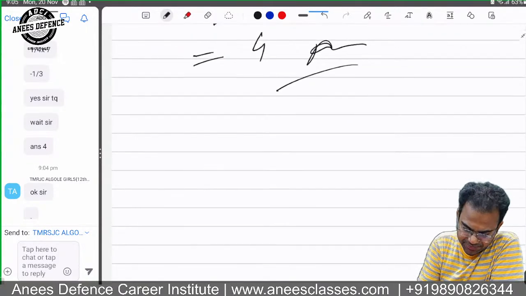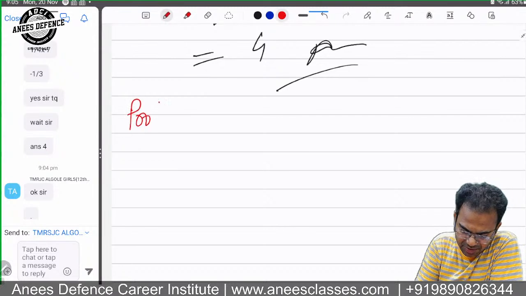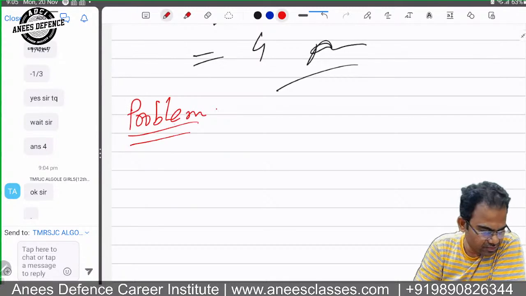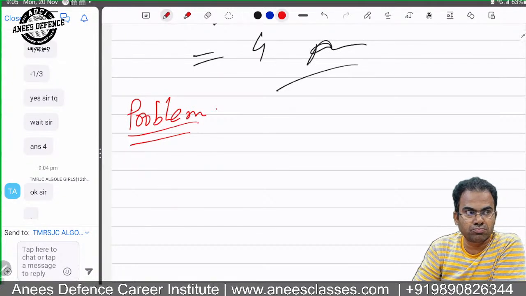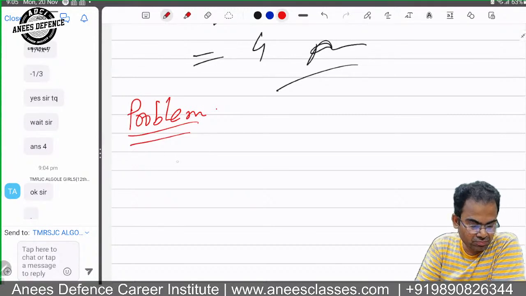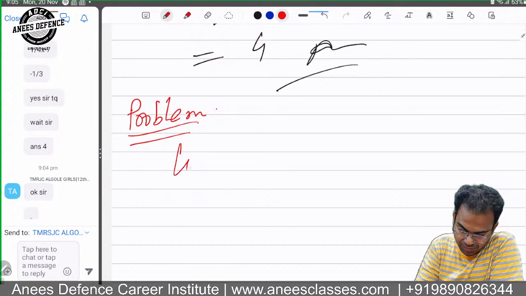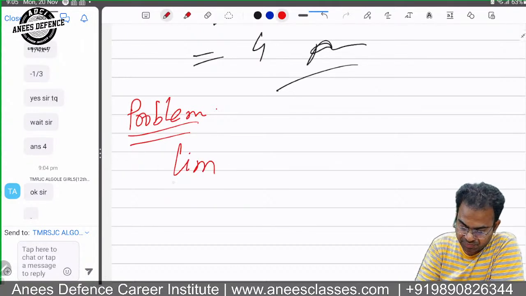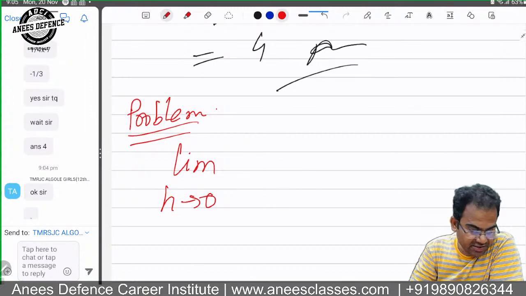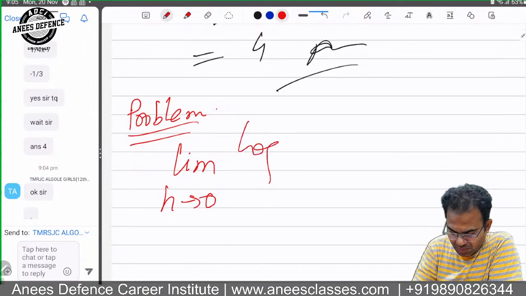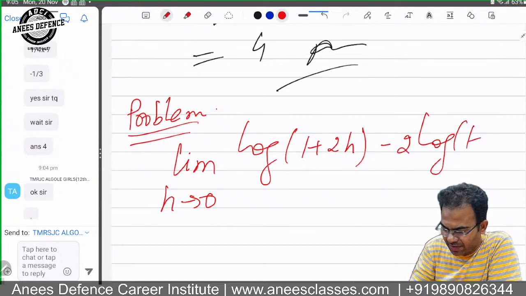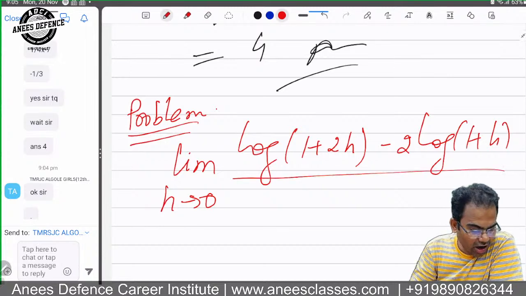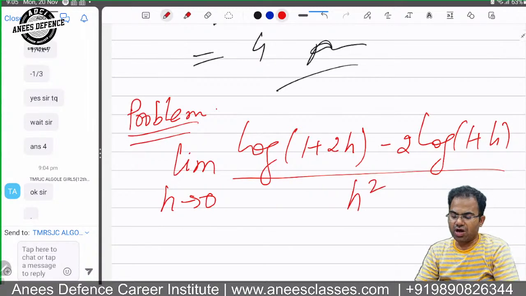Now do one more question. Another problem. Limit h tends to 0, log(1 plus 2h) minus 2 log(1 plus h) upon h square. Solve this question.